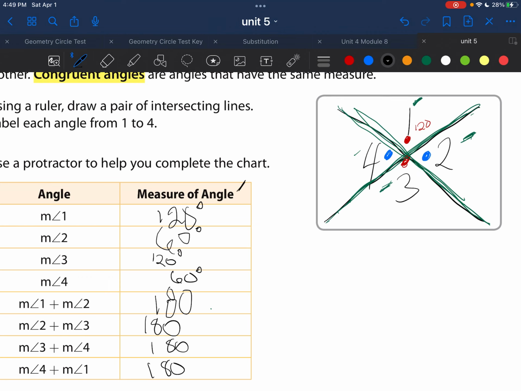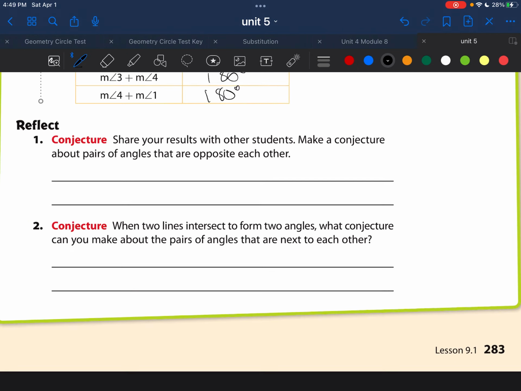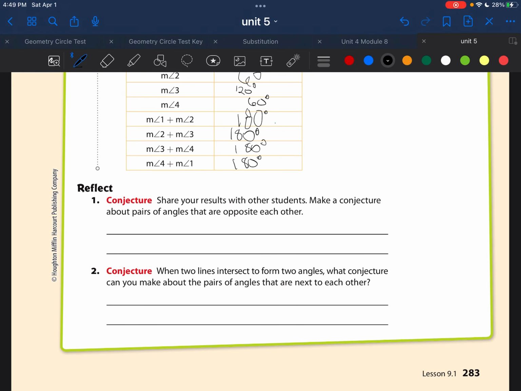We notate these as not just numbers, so we put our little degree symbol, which is a tiny circle. If you put a circle that's the exact same size, it's going to look like 600 or 1,200. Make sure you have a little circle. Apologies for my handwriting. I'm doing my best.